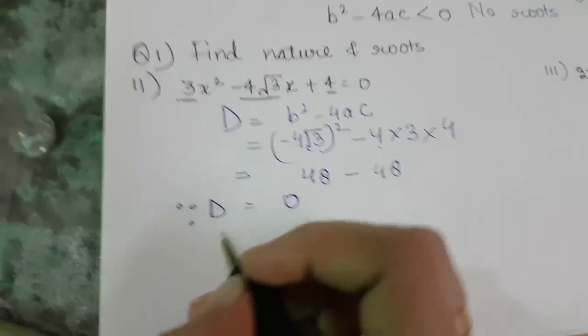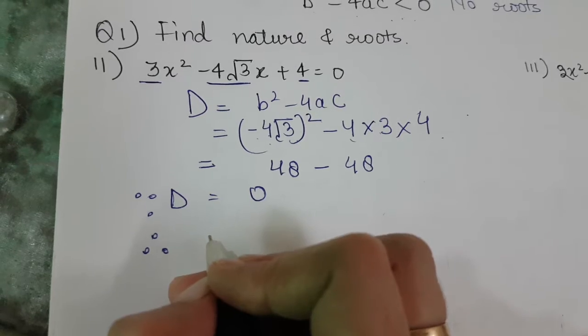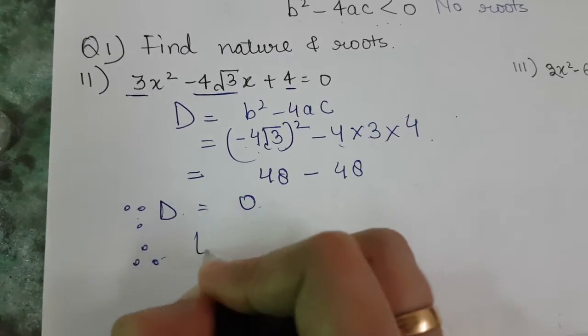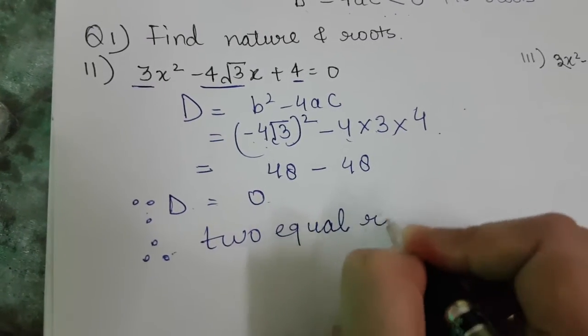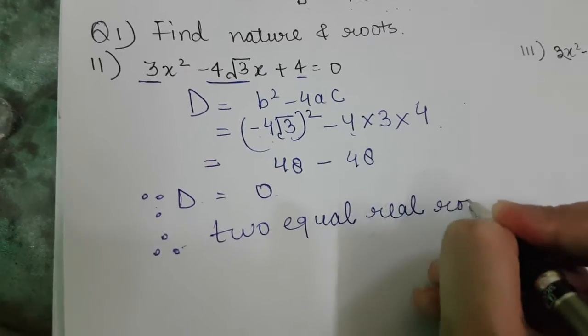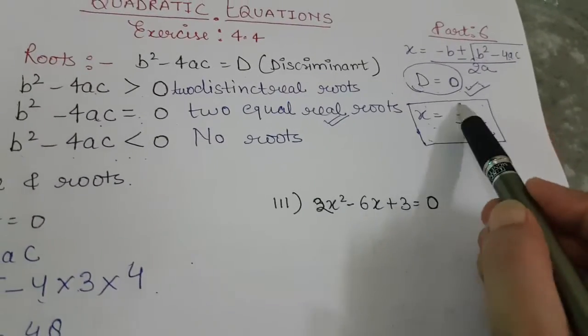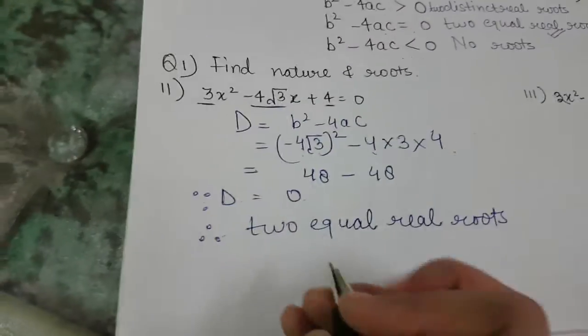So in this they are asking two answers. First answer, nature of root. What will be the nature of root? Since D is equal to 0, therefore the nature of root is two equal real roots. And students, I told you if D is equal to 0, then for finding the root you put the simple formula minus b upon 2a.